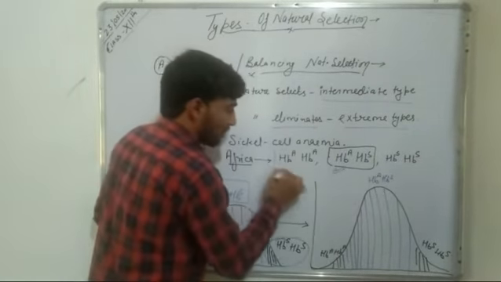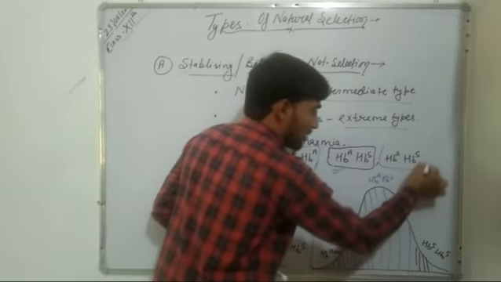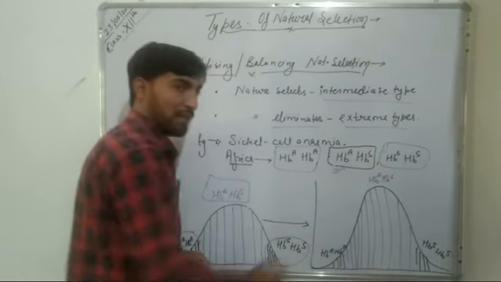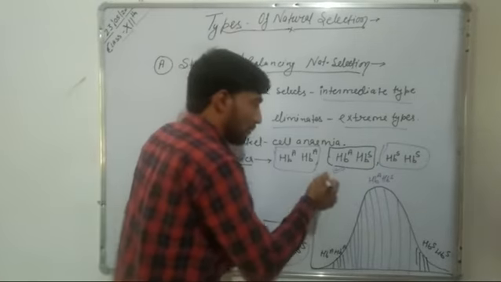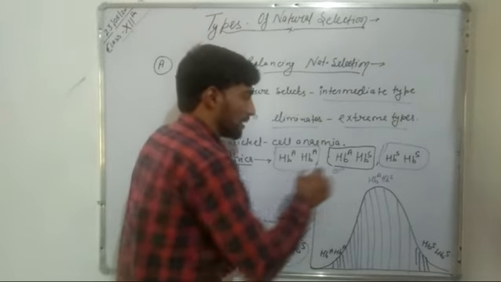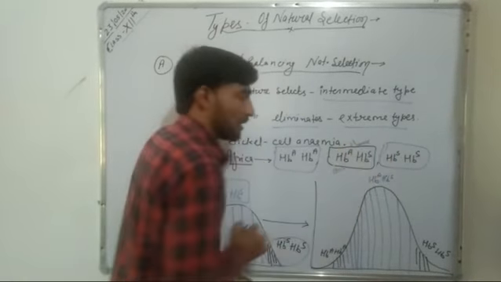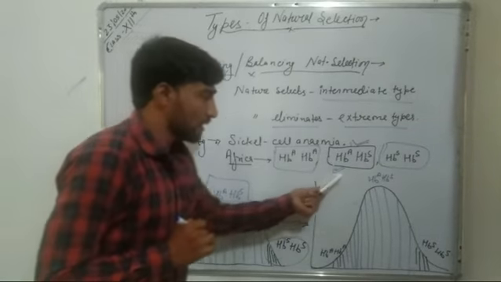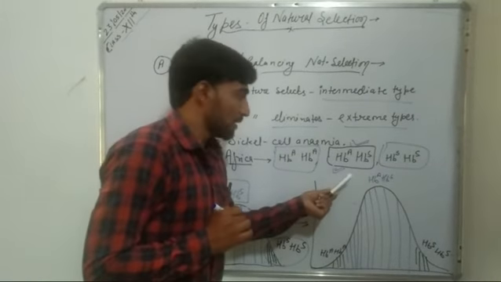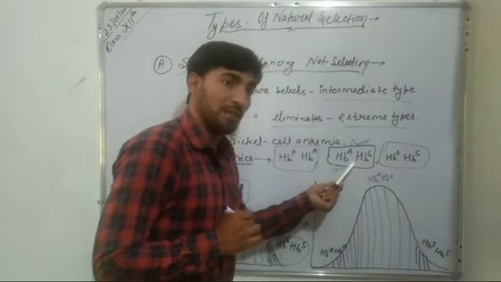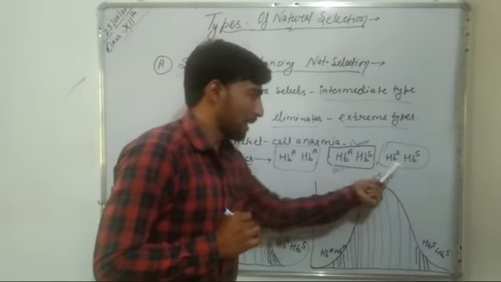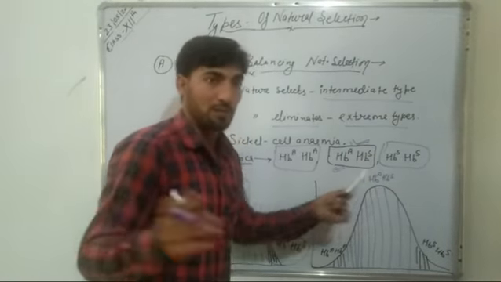Here the extreme types are this one and this one, which were eliminated by nature for a particular environmental condition. For that particular environmental condition, nature selected the HbA and HbS because these persons are resistant to malarial parasites. That's why nature selected the intermediate type and eliminated the extreme types.